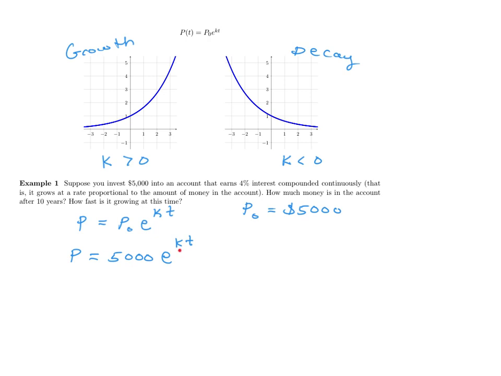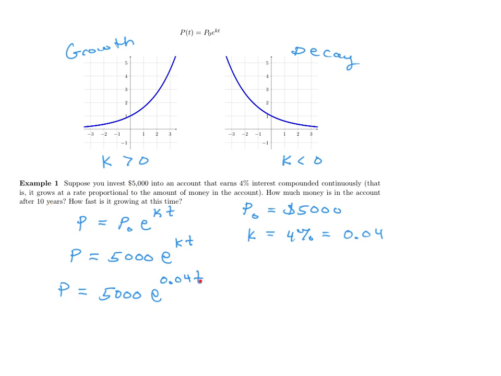I also need to know, what's the proportionality constant? How fast is this account growing? In this case, that's given by this percent. So k is equal to 4%, and as a decimal, that's 0.04. If we put this all together, we get this equation. This formula will tell you the amount of money in this account at any given time that you'd like.